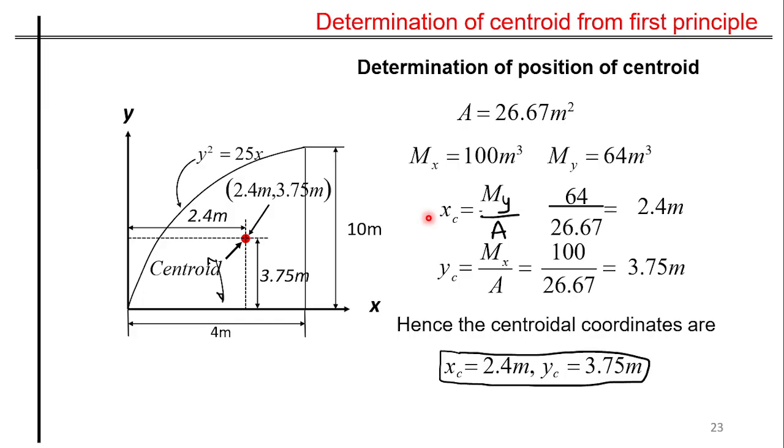Location of the centroid is nothing but My divided by A and Mx divided by A. That gives me the location of the centroidal coordinates.